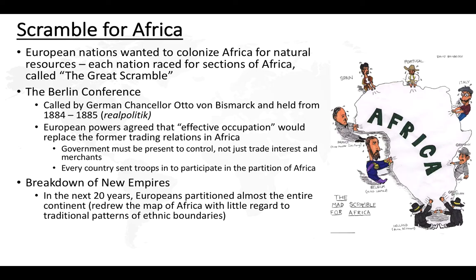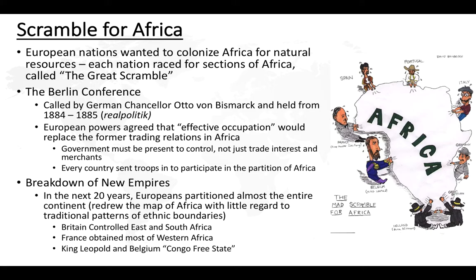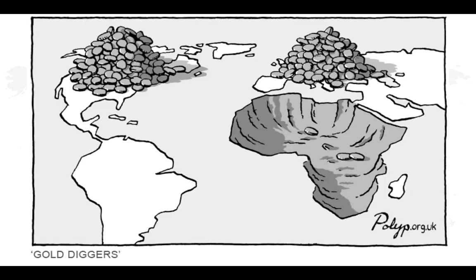They redraw the map of Africa with no regard, or little regard, of traditional ethnic boundaries that existed. They create these nations for themselves, but they're really sometimes blending groups ethnically that don't get along. Britain controlled a lot of East and South Africa. France obtained most of Western Africa. And King Leopold in Belgium is going to contain the Congo.